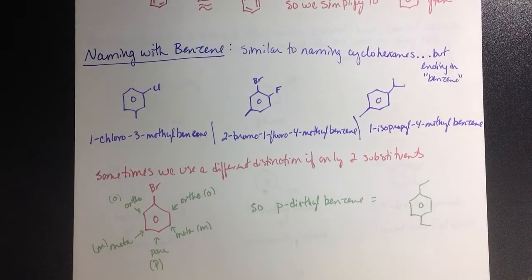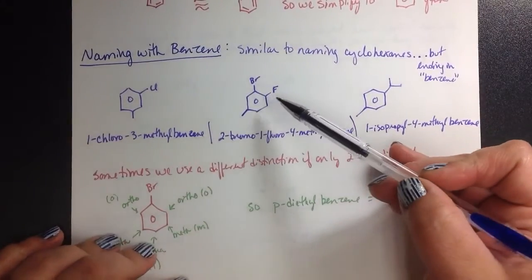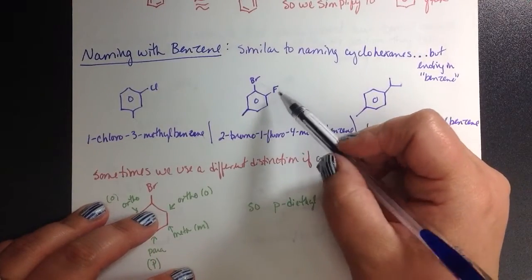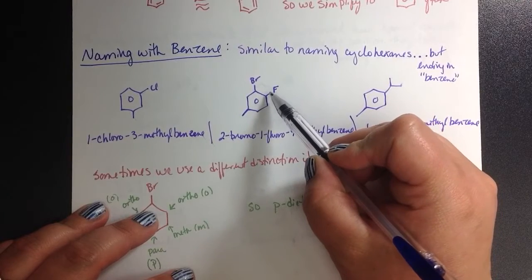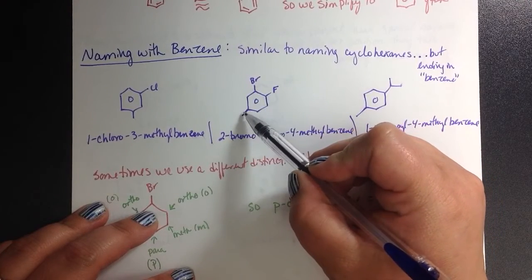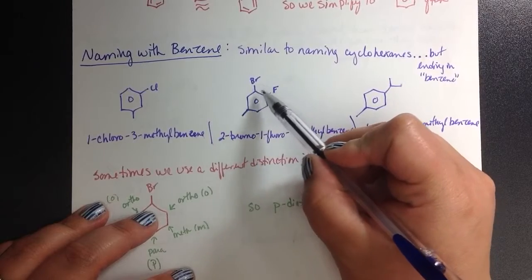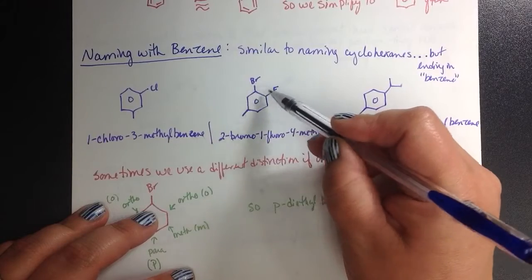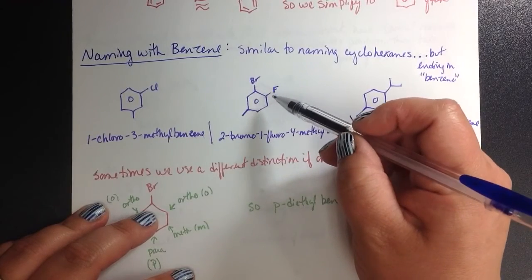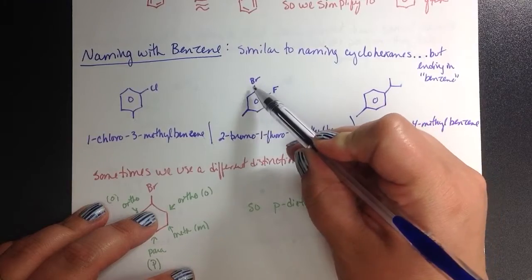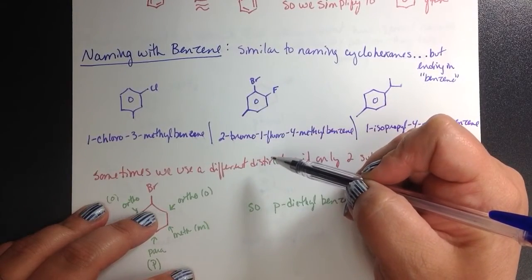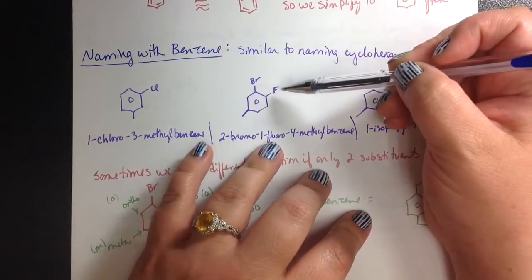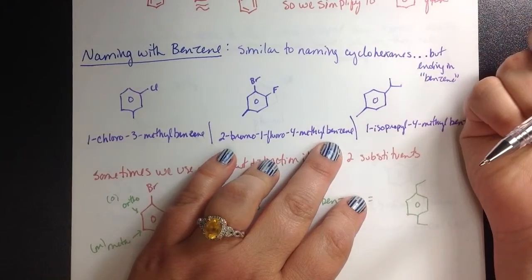Now in this case, what do we do? We've got to figure out which numbering is going to be the best. Well, we didn't even look at this very much with our other cyclohexanes. Here we can go 1, 2, 3, 4, and that gives these lower numbers, both of them. If instead we went the other direction, that's going to stick them with higher numbers. So we would prefer to go this way. And then we put it in alphabetical order. So 2-bromo-1-fluoro-4-methylbenzene.